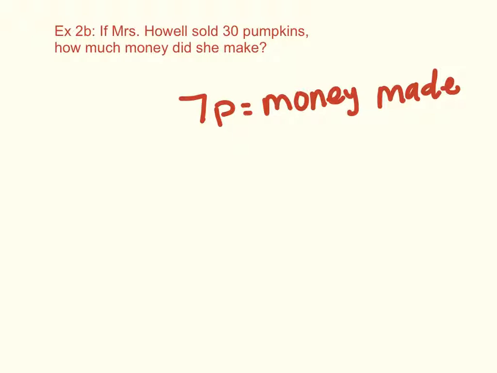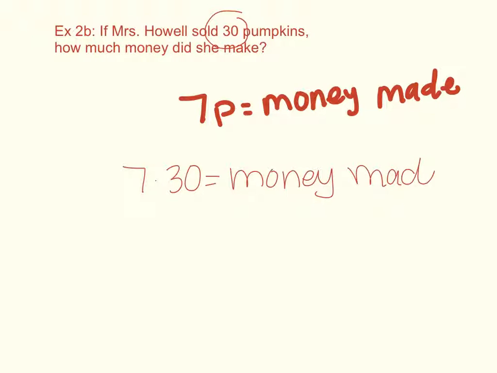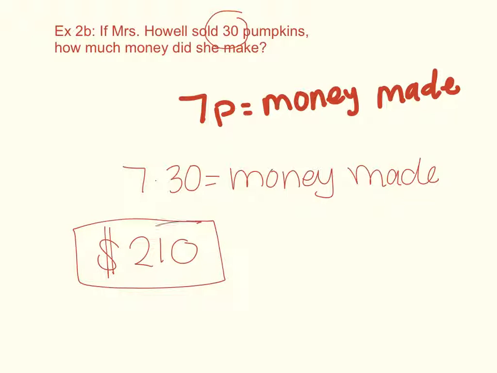Here's my formula. I copied it down. 7p equals the money she makes. So all I need to do is substitute this 30 in for P pumpkins. So all I need to do is 7 times 30 will equal the money that she made. Well, what is 7 times 30? 7 times 3 is 21. Add a 0. So she made $210. And let's put a dollar sign because this is money. She made $210 for selling 30 pumpkins. Obviously, we need to get into the pumpkin selling business.